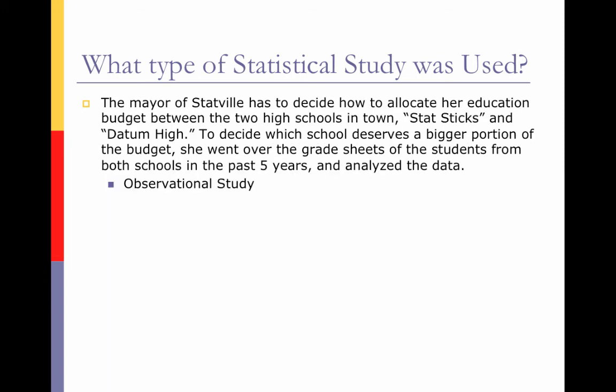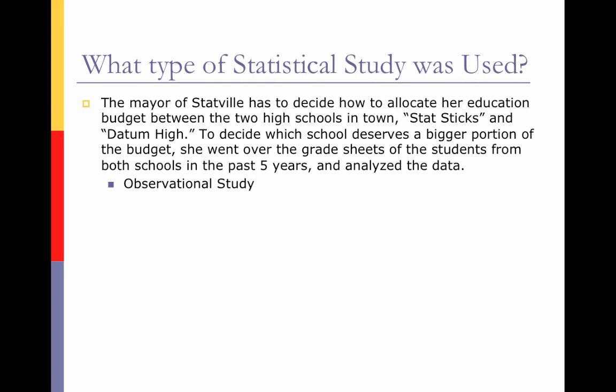Looking at our last example, the mayor of Statville has to decide how to allocate her education budget between the two high schools in town, Stat Sticks and Datum High. To decide which school deserves a bigger proportion of the budget, she went over the grade sheets of the students from both schools in the past 5 years and analyzed the data. This, again, is an observational study. It's an observational study because she's just looking at data. She's not applying a treatment and she's not performing a survey, so this is an observational study.